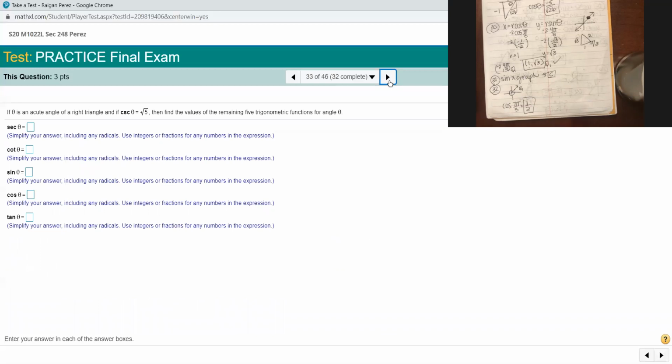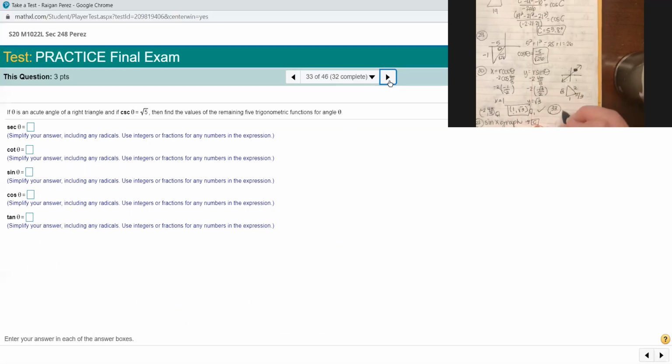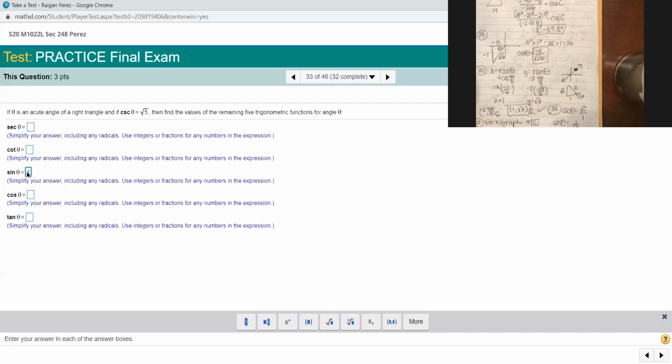Okay, 33. I think I can fit that right here. If theta is an acute angle and cosecant is square root of 5, find the values of the remaining trig functions. Cosecant of theta is square root of 5, and technically it's over 1, because it's supposed to be hypotenuse over opposite. So sine is going to be 1 over square root of 5. I automatically know that because it's the inverse of this.